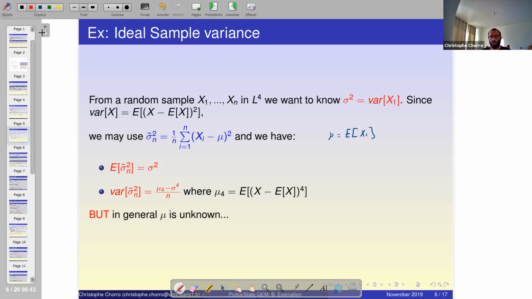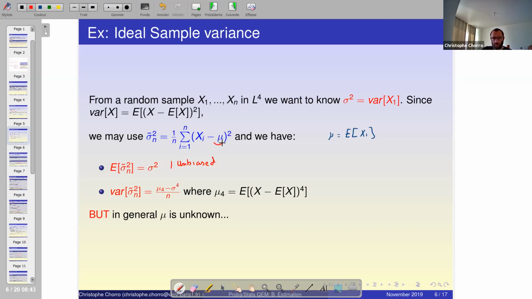So I have something that is unbiased. So if I want to compute the mean square error, I have simply to compute the variance. And I have done the computation in this case. It is mu4 minus sigma 4 over n here, where mu4 is this quantity. Okay, it's the fourth centered moment as introduced in the previous session. So a priori here I have the same kind of answer as in the case of the expectation. The only problem I have here is this one.